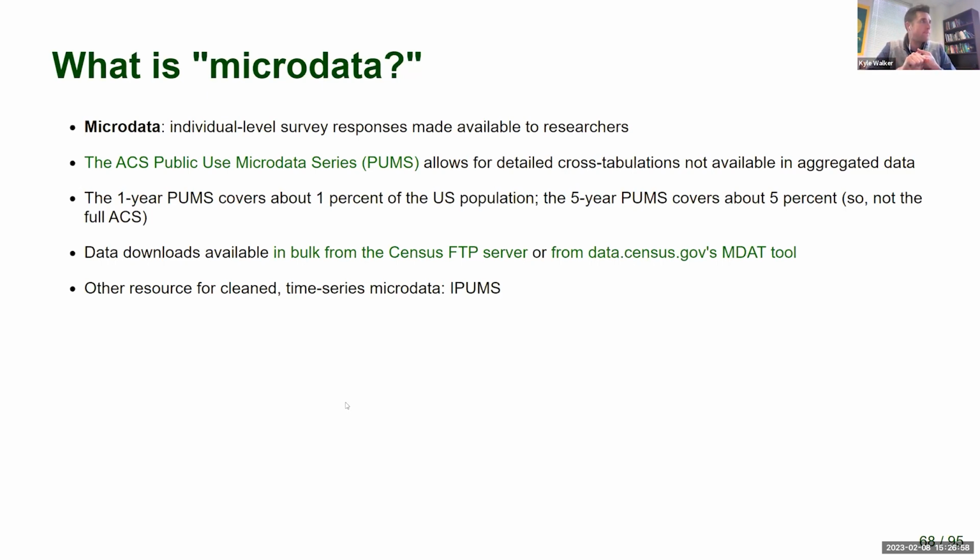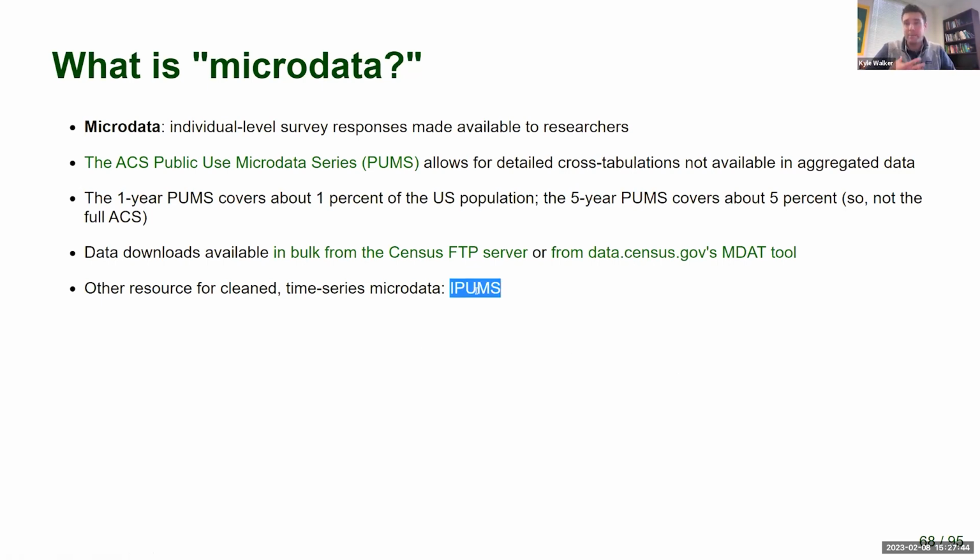So the thing about the PUMS data is they cover a smaller sample size than the aggregate data. So you might end up with slightly different tabulations than you would get in the aggregate data. The aggregate data will be more reliable because it has a larger sample size that it's drawing from. But working with microdata is really great because it allows you to get custom tabulations that you can't necessarily get in the published tables. You can download bulk microdata datasets from the Census FTP server, or you can grab it from the MDAT tool on data.census.gov.